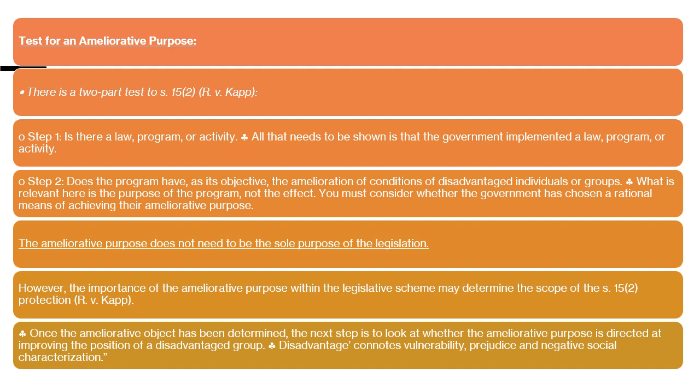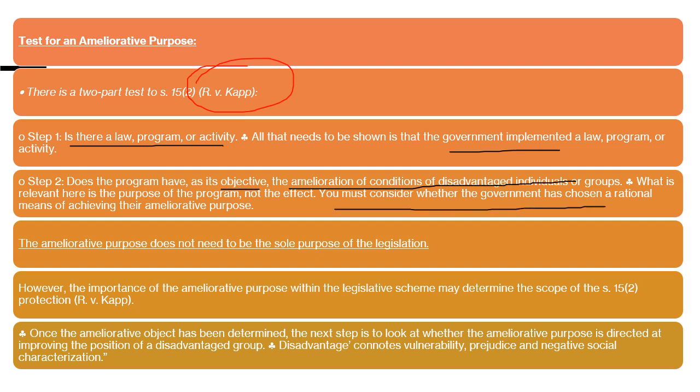So to establish section 15(2), two-part test was evolved in R versus Kapp. So this is very important. Firstly, you have to see, is there a law, program or activity? All that needs to be shown is that government implemented such law, program or activity. Number two, whether the objective is the amelioration of condition of some disadvantaged individual or group. You must consider whether the government has chosen a rational means of achieving their ameliorative purpose. Ameliorative purpose does not need to be the sole purpose of the legislation, it has to be one of the purposes. However, importance of these purposes within legislative scheme may determine the scope of section 15(2) protection.